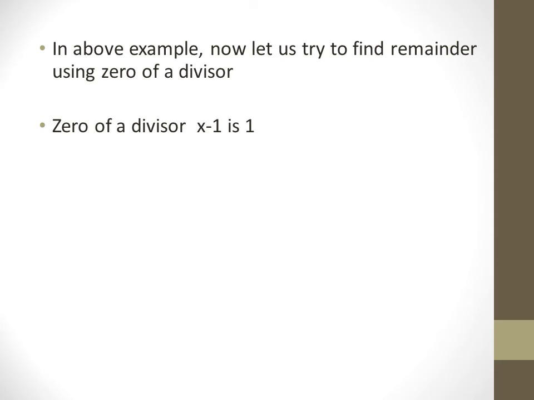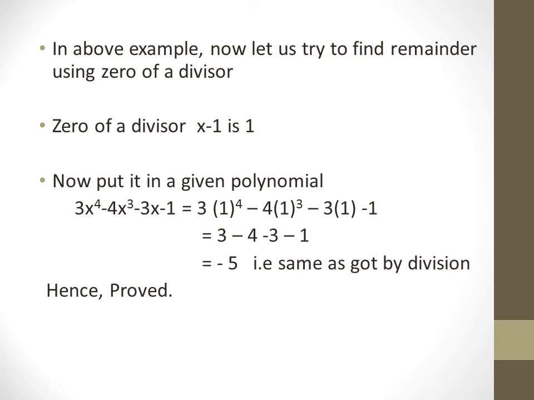In the above example, now let us try to find out the remainder using the 0 of a divisor. Now instead of going through this long division process, let us try to find out the remainder with the 0 of a divisor. So here, what is the divisor? x minus 1. What is the 0 of the divisor? It is 1.